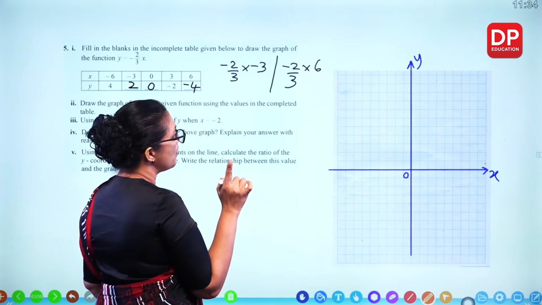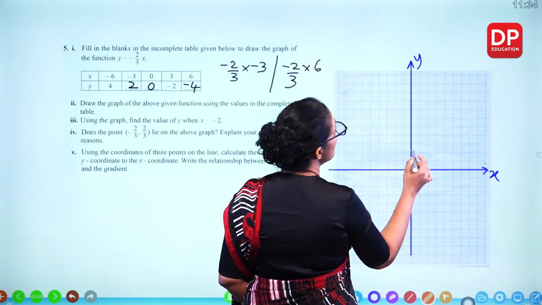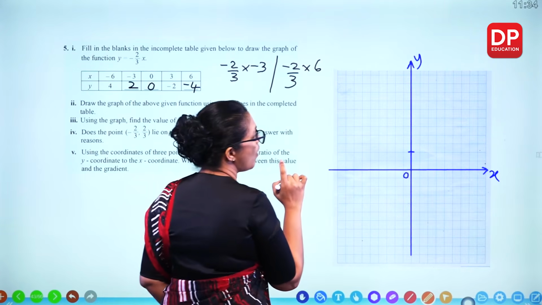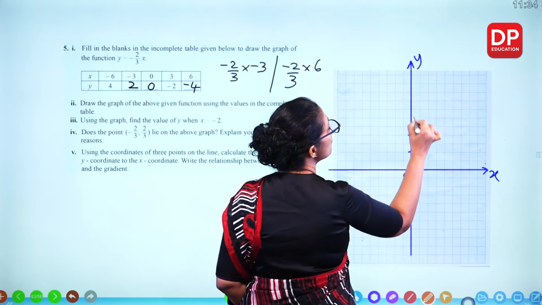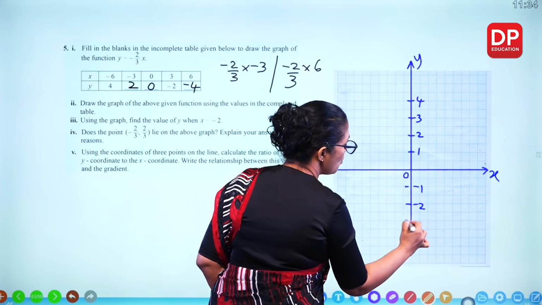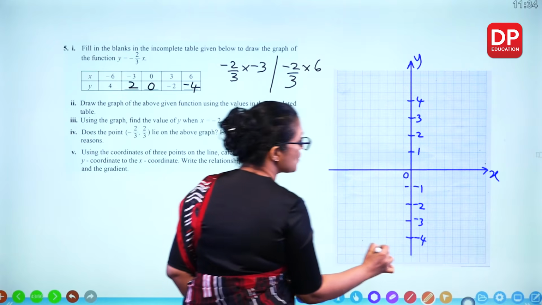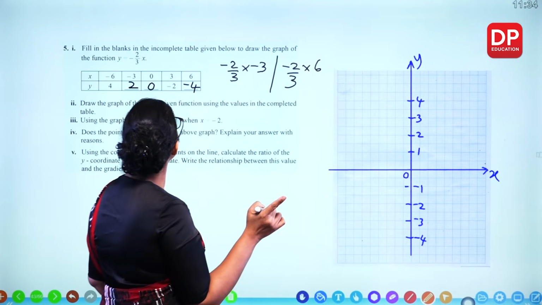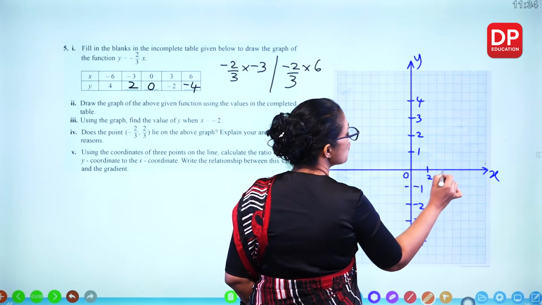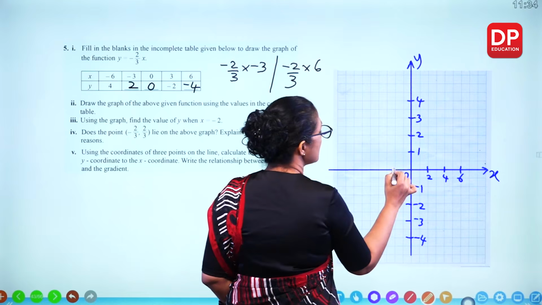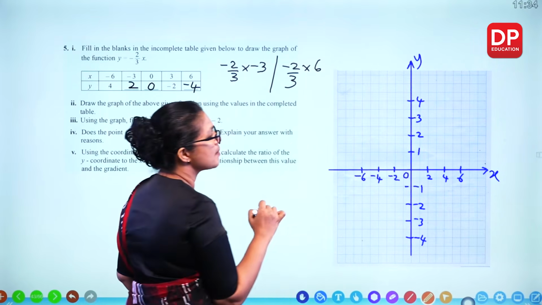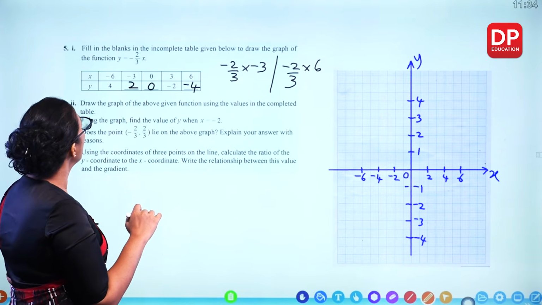Y values are 4 to minus 4, so we'll take 2 units, 1 square. 1, 2, 3, 4. Minus 1, minus 2, minus 3, and minus 4. Then the x-axis is minus 6 to 6, so you have to take 1 square, 1 unit. So this becomes 2, 4, 6. Here minus 2, minus 4, and minus 6. Now we can mark the points.